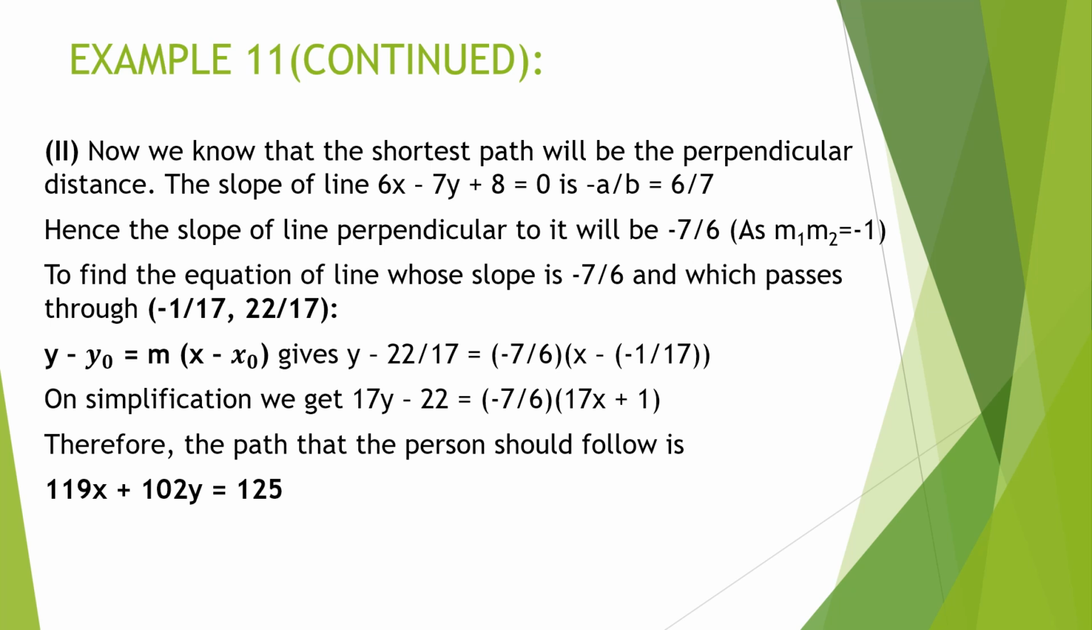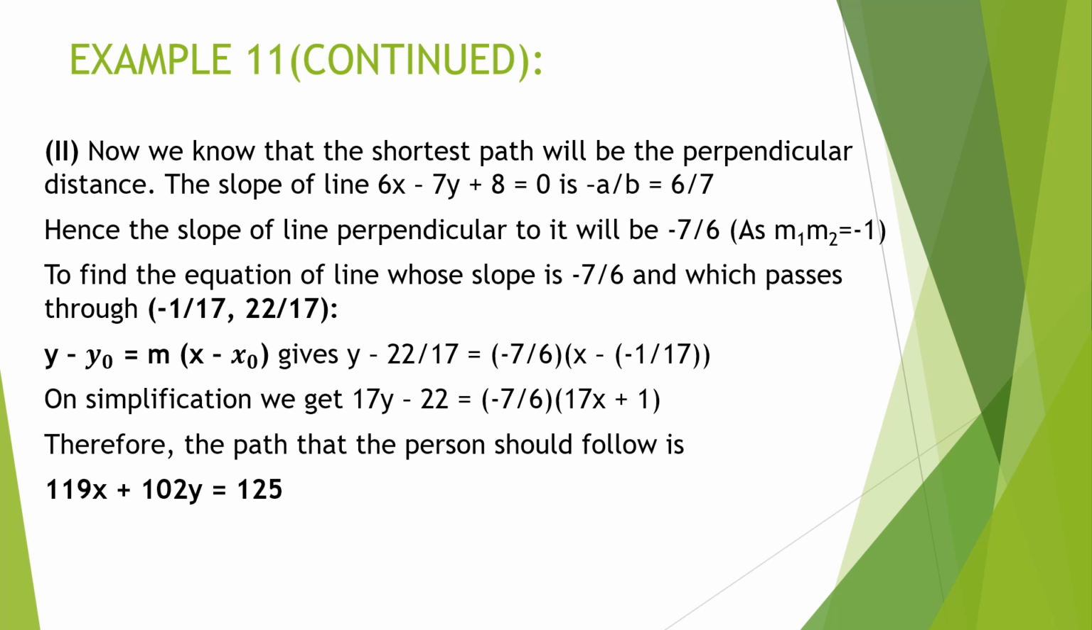Now we know that the shortest path is always obtained by the perpendicular distance. So now this person wants to go to the path 6x - 7y + 8 = 0 by the shortest way. So now first thing is what will be the slope of the line 6x - 7y + 8 = 0. You know that slope is always given by -a/b. So it is -6/-7 or 6/7.